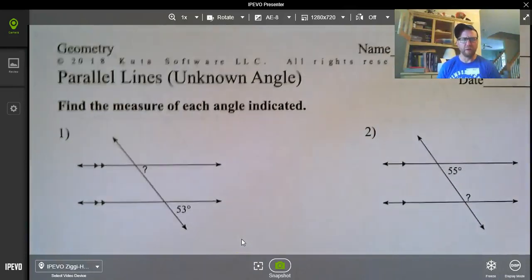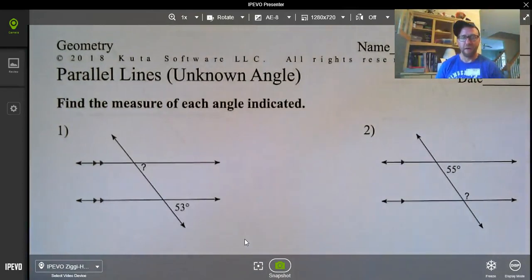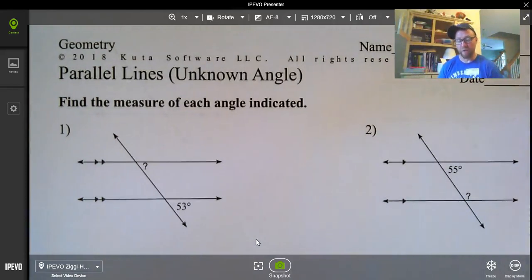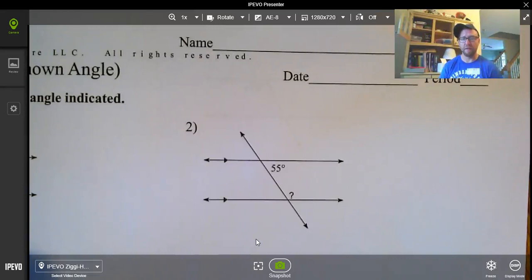Alright, in this video we're going to be looking at parallel lines, transversals, and angles. Now, sometimes you might have a transversal that crosses a pair of parallel lines and you need to find some angles. Okay? So, there's a couple of things here that you need to know.